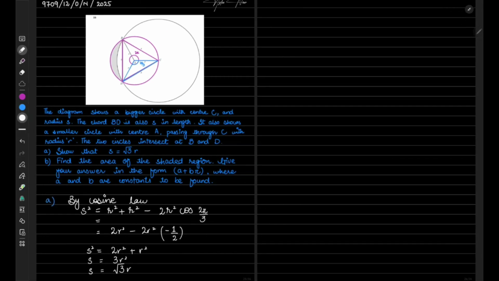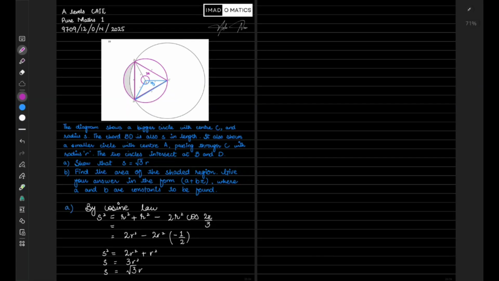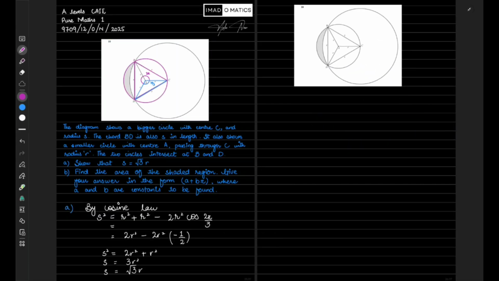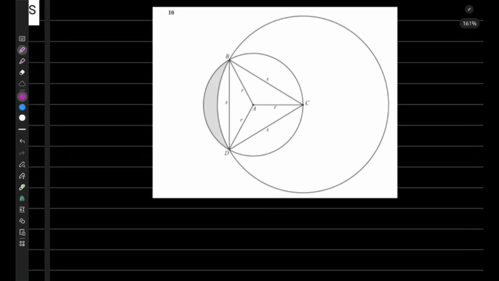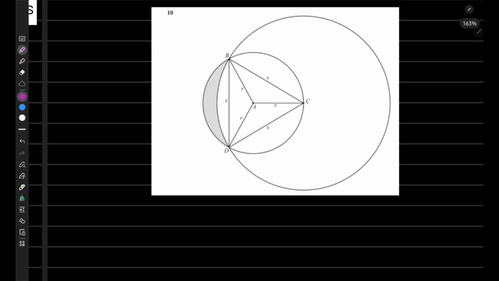Now we need to find in part B the area of the shaded region. Give your answer in the form A plus B pi, where A and B are constants to be found. To find the area of the shaded region, let's take this diagram again and understand how we can find the area of the sector.